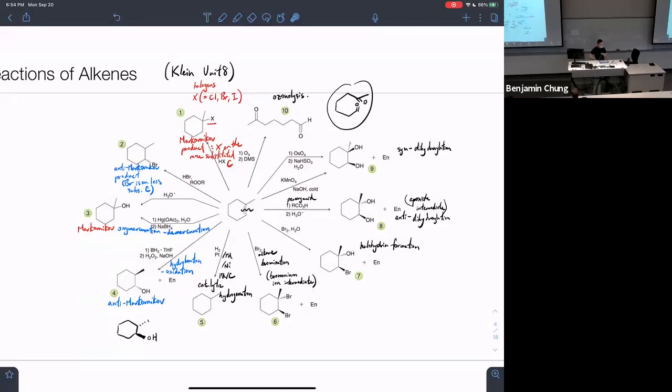Well, alkenes are planar by definition. So both the face that's facing you and the one behind the screen are equally accessible by reagents, which is why for most of these reactions, you also form enantiomers. All right. Any other questions?